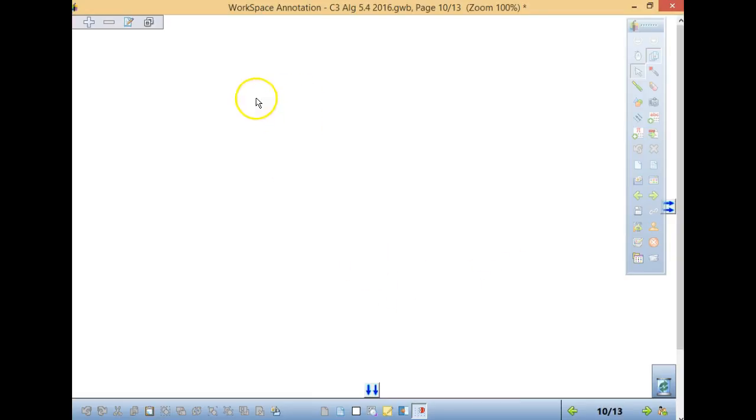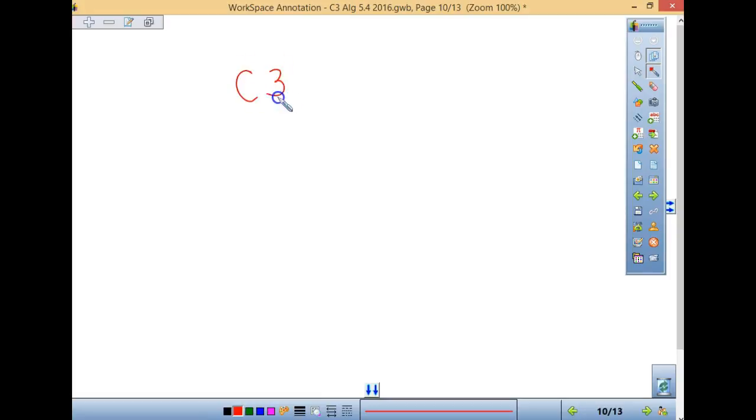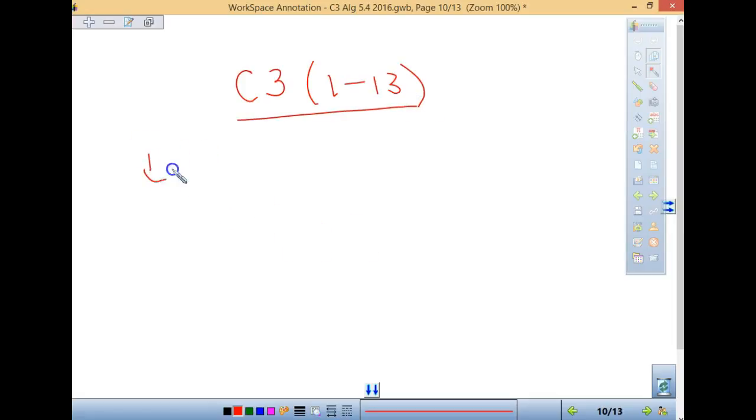As you look at that C3 worksheet, okay? So the C3 worksheet, you are going to be doing 1 to 13. On that C3, you're going to look at 1 to 13. As you take a look at question numbers 1 through 4, what form does it ask you to write it in? Slope intercept. That means the answer must be in slope intercept.